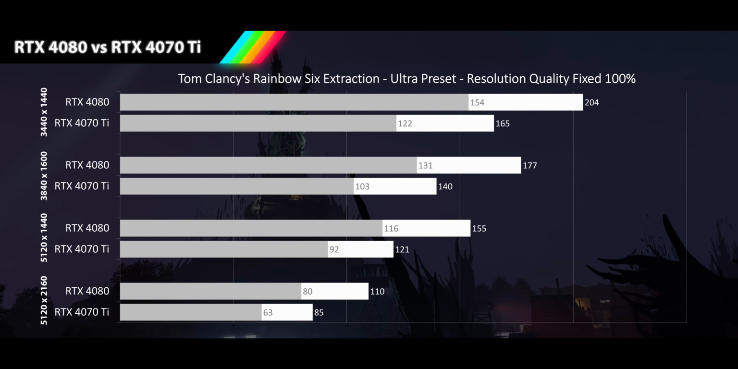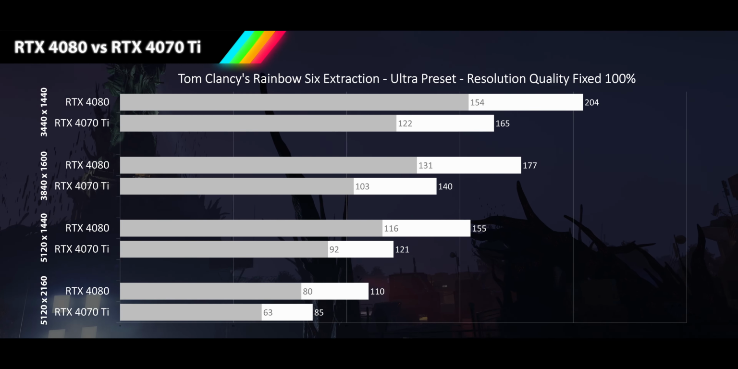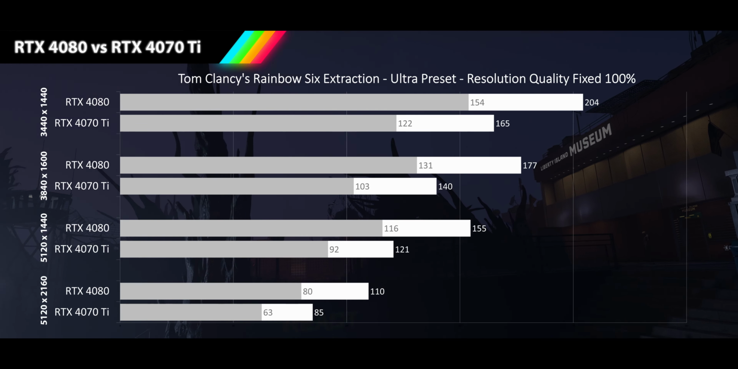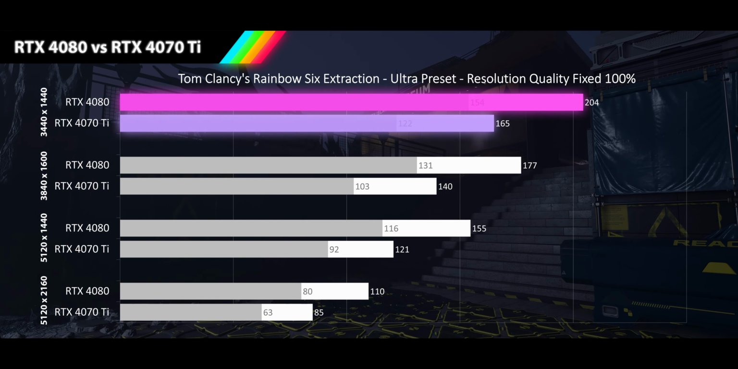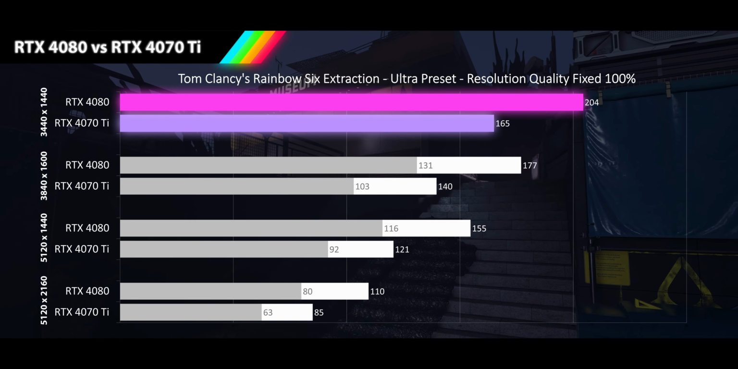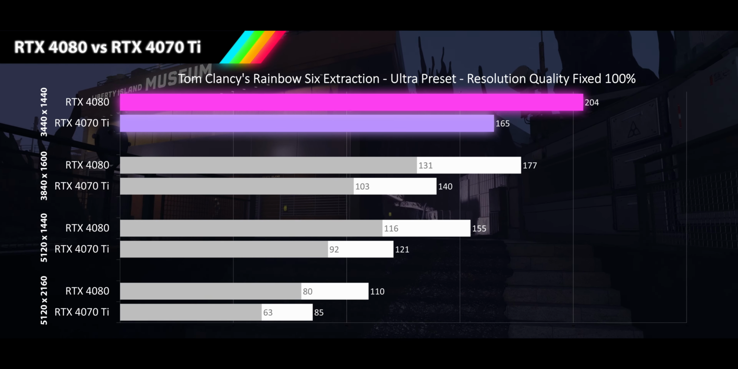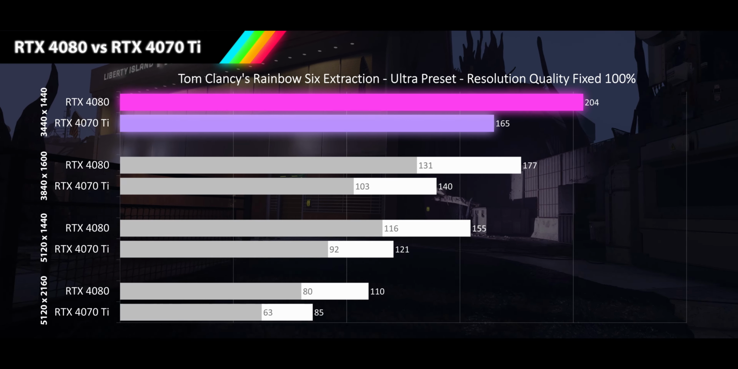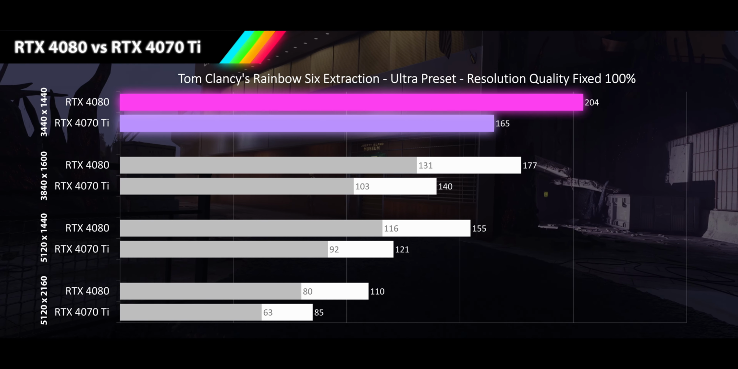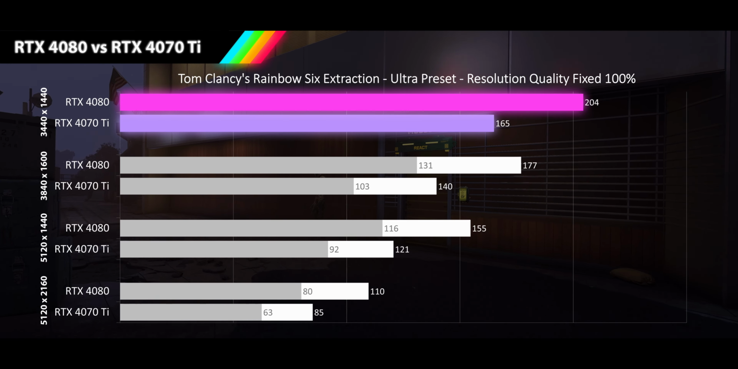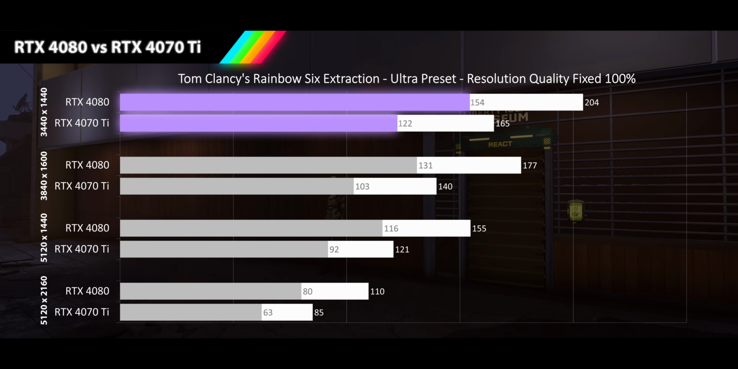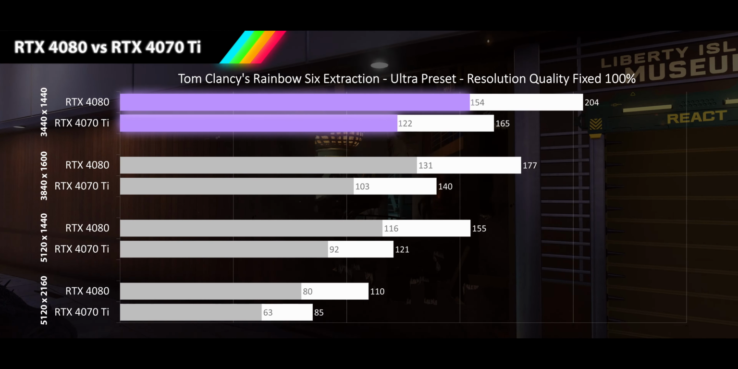Representing our online shooters, we have Tom Clancy's Rainbow Six Extraction, played on its Ultra preset with resolution quality set to fixed 100%. At 1440p ultra-wide resolution, we see the RTX 4080 hit super high refresh rates again, delivering 204 FPS, 24% ahead of the 165 FPS for the 4070 Ti, with a 26% 1% low advantage for the 4080.